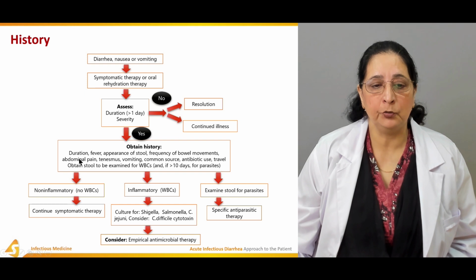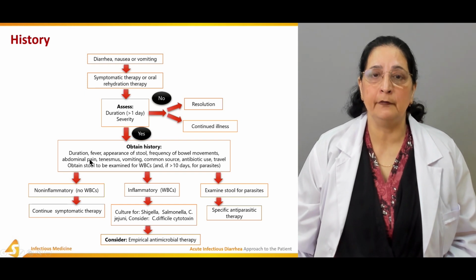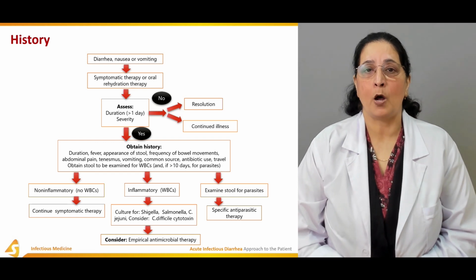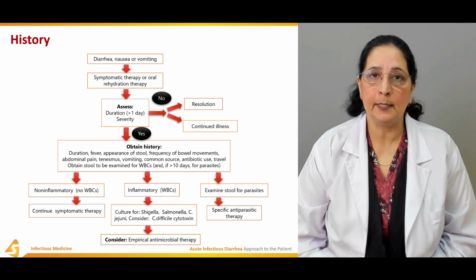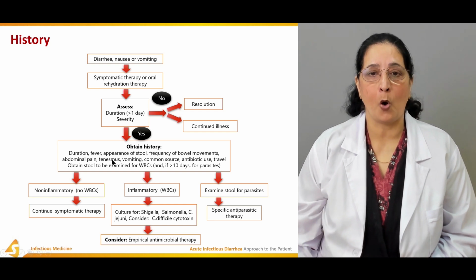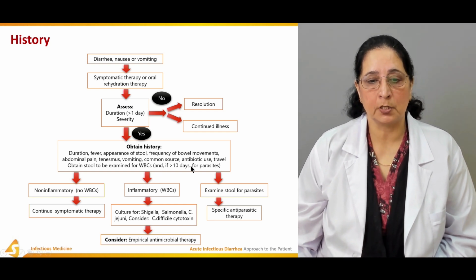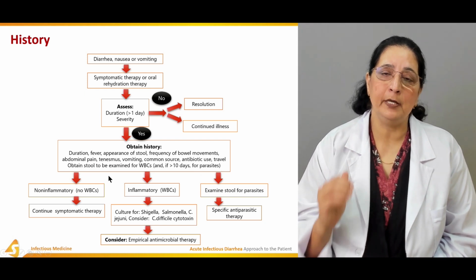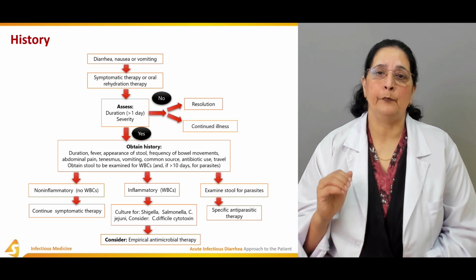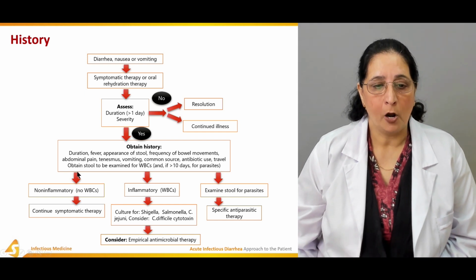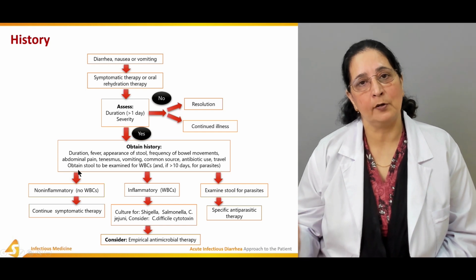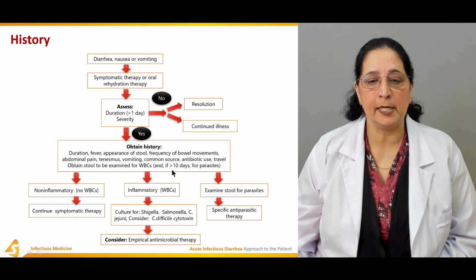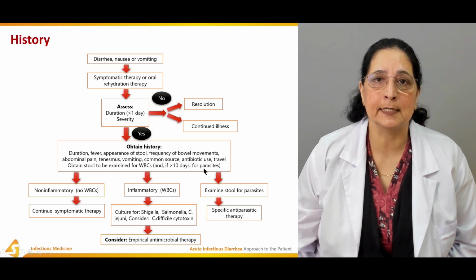We should ask the duration, presence of fever or not, appearance of the stool, frequency of bowel movements, abdominal pain, tenesmus, vomiting, common source, antibiotic use, and travel history. All that should be asked to get the proper history of the patient. Obtain stool, then we should go for stool examination for white blood cells, and if more than 10 days, for parasites.